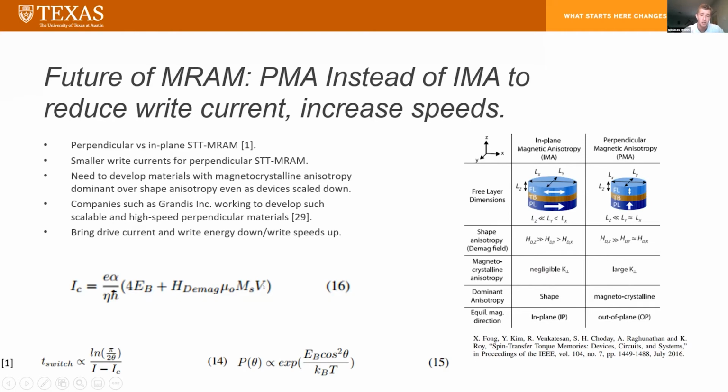The main challenge in developing PMA materials is that as you scale the materials down, the shape anisotropy begins to dominate over the magnetocrystalline anisotropy. There are some companies out there like Grandis that are working to develop solutions to this and try to develop scalable PMA materials. This will help bring our drive currents down and our write energies down. And this expression here also shows that it will help bring our switching speeds up.